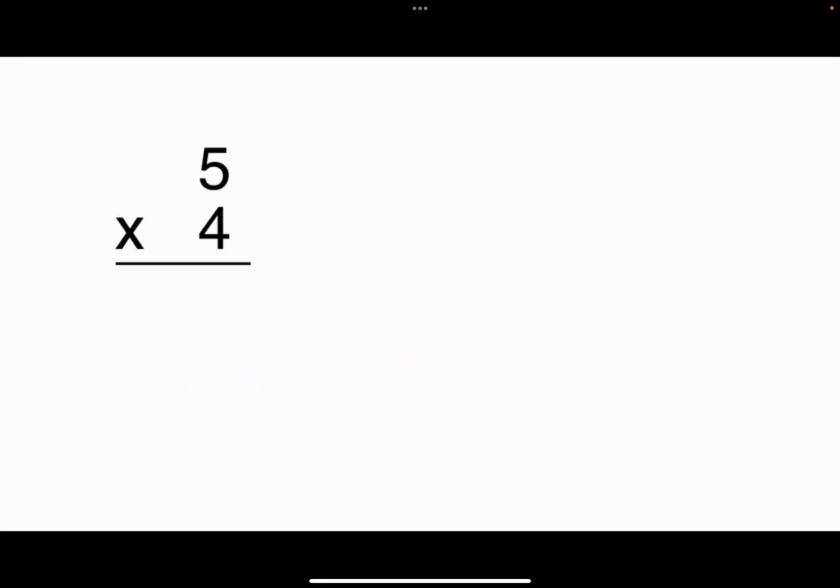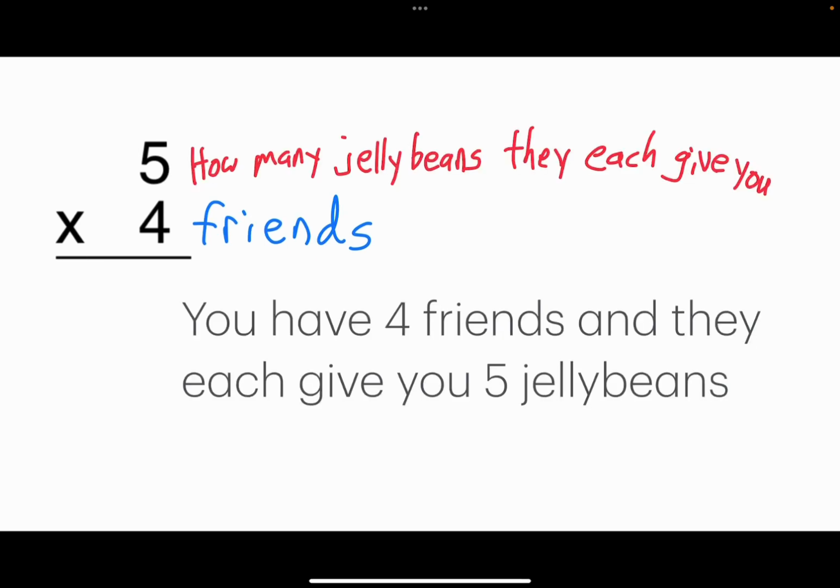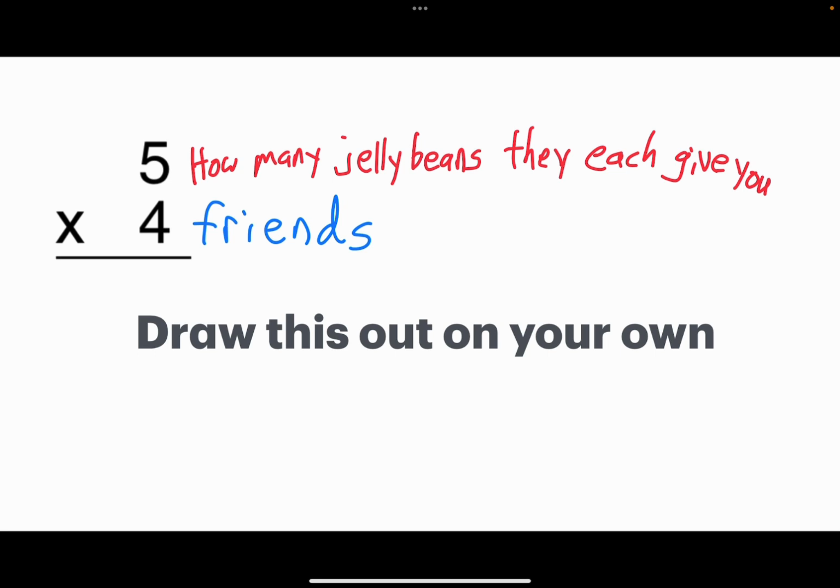So here we go. If you remember, we've got 5 times 4. And here, the second number, the 4, represents how many friends we have. And the first number, the top number, represents how many jelly beans each one of your friends is going to give you. So you have 4 friends and they each give you 5 jelly beans. Draw this out on your own and let's see what you come out with. Pause this video.